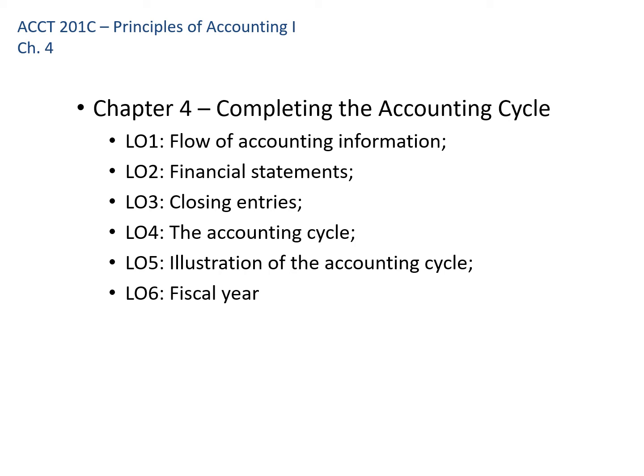The content of this chapter will allow me to do just one lecture rather than two. So I'll talk about, first of all, the flow of accounting information, so how we go from an adjusted trial balance, which we finished with at the end of Chapter 3, to actually doing financial statements. I'll cover some formatting issues for the financial statements. I'll talk about closing entries, which is the next step after completing financial statements, and then we'll go through the accounting cycle.